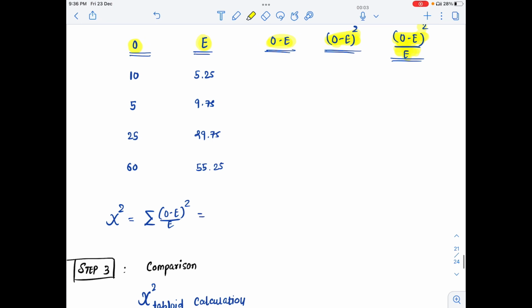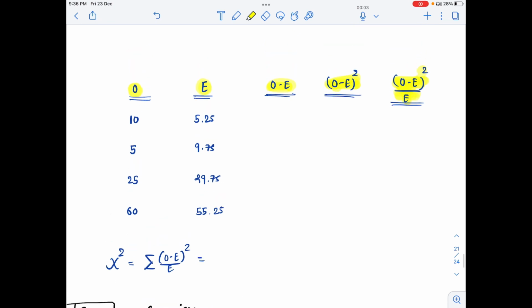Okay, 10, 5, 25, 60, and the respective E values. Now O minus E would be 4.75 positive. This will be negative 4.75. This will be negative 4.75 and positive 4.75. The square of all these values is similar, that is 22.5625.